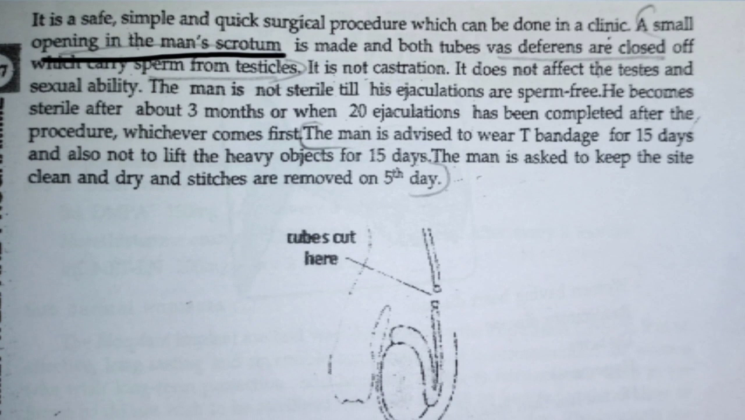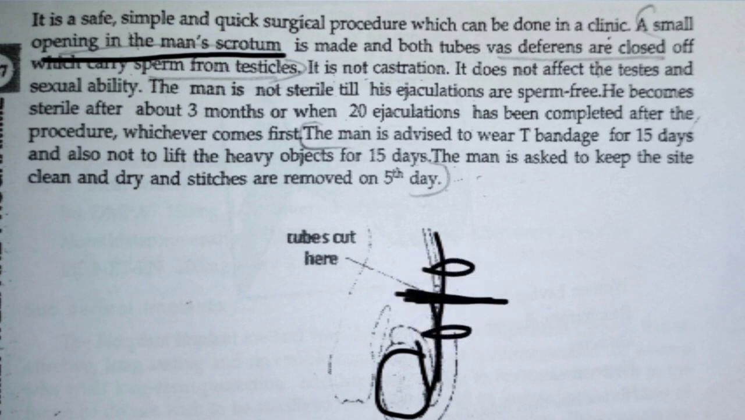After opening the scrotum, in each testis a vas deferens is present. This vas deferens works as a transport of sperm. So the connection of this vas deferens will be cut. There will be a cut in the vas deferens, and to each end a knot will be applied. This is how the vasectomy is performed.